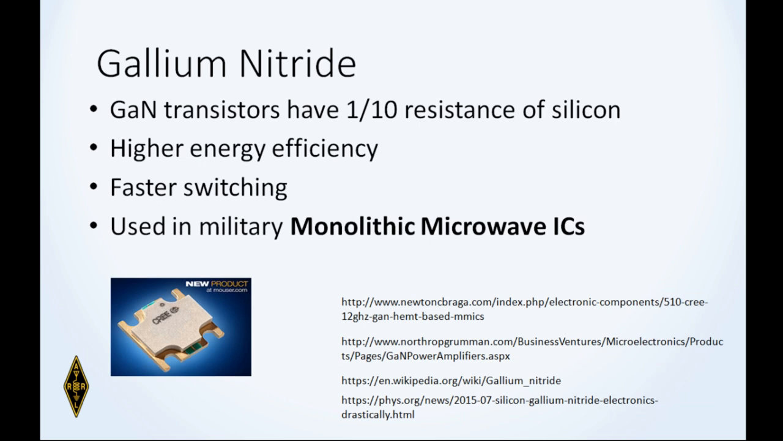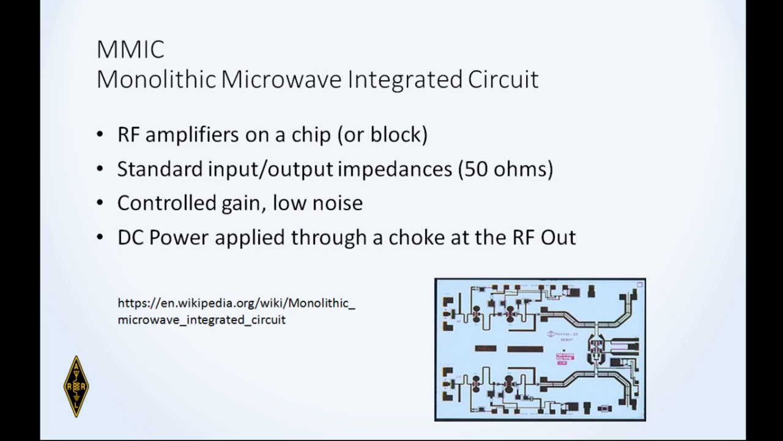Another gallium compound, gallium nitride, is used in monolithic microwave integrated circuits. Remember these from the general class, MMICs? MMICs are radio frequency amplifiers on a chip or on a board. They have characteristics of common input and output impedances, generally 50 ohms. They have standardized gains, so you can pull one out and put another one in, and it'll just work. MMICs are used in a lot of military electronics. They're used in your cell phone for the cell phone manufacturers so that they can use these devices. Very fast switching, very good energy efficiency. They're essentially RF amplifiers on a chip or a block.